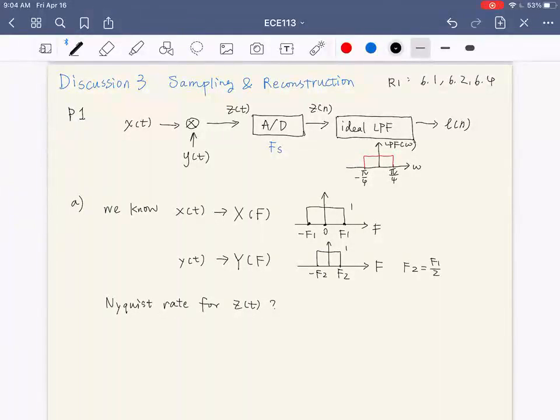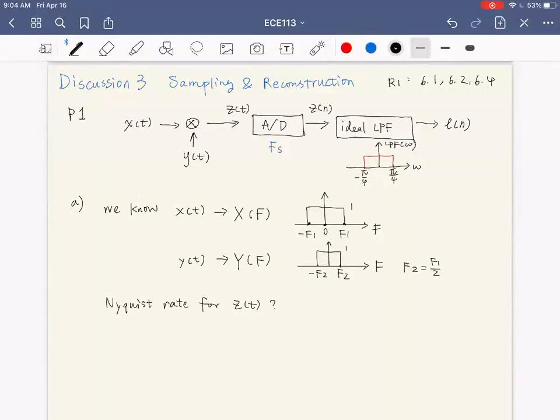This week we have covered sampling and reconstruction. So in the lectures, we learn the concepts, and in the discussion, we'll dive into exercises to have a better understanding of the calculation behind it. All right, so let's come to problem 1.